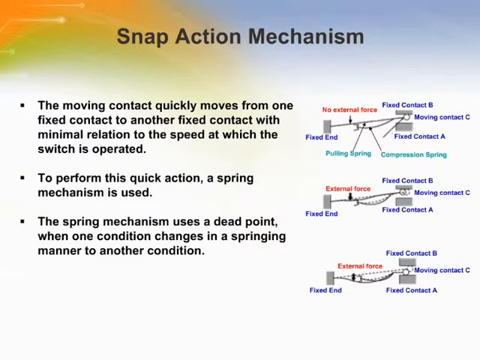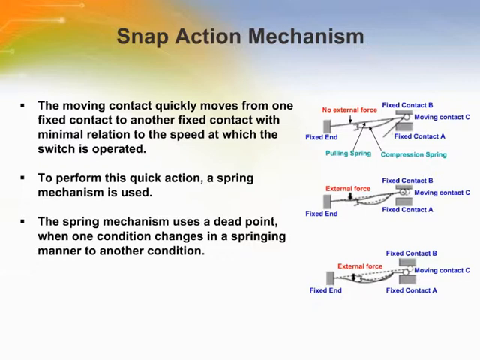A snap action mechanism is the mechanism by which the moving contact quickly moves from one fixed contact to another fixed contact with minimal relation to the speed at which the switch is operated. The faster the contact switching speed, the shorter the connection time for arcing generated between the contacts. To perform this quick action, a spring mechanism is used.